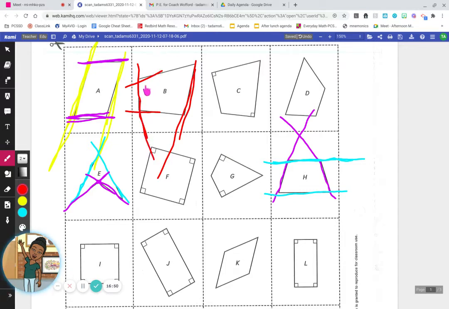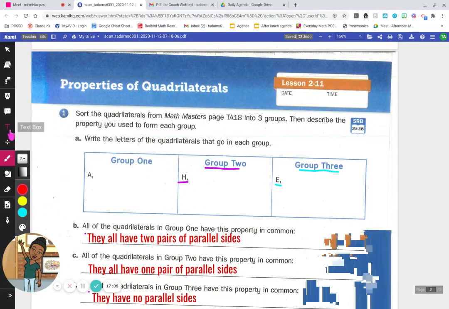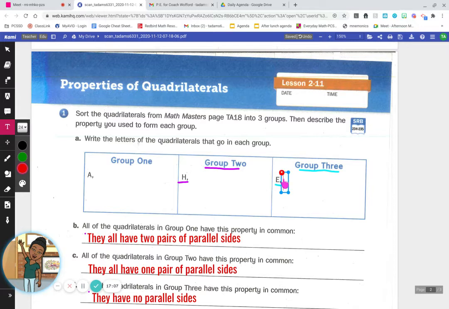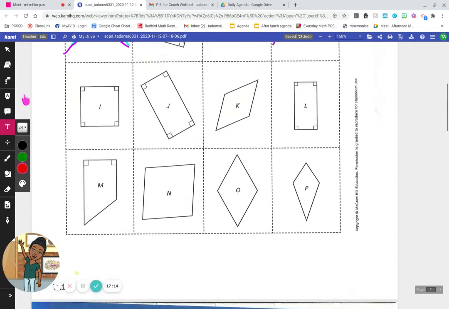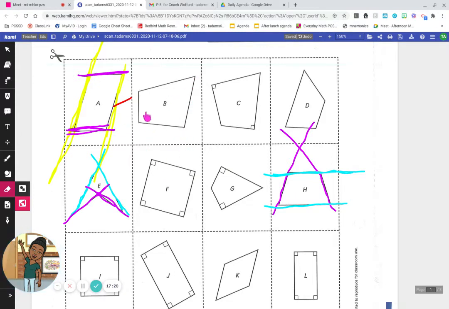You're absolutely right. No pair of parallel sides. If this line kept going, and this side we kept going on, eventually they will meet. When I look at these sides, if this keeps going and this line keeps going, eventually they will meet. So B goes into Group 3. It does not have any parallel sides.